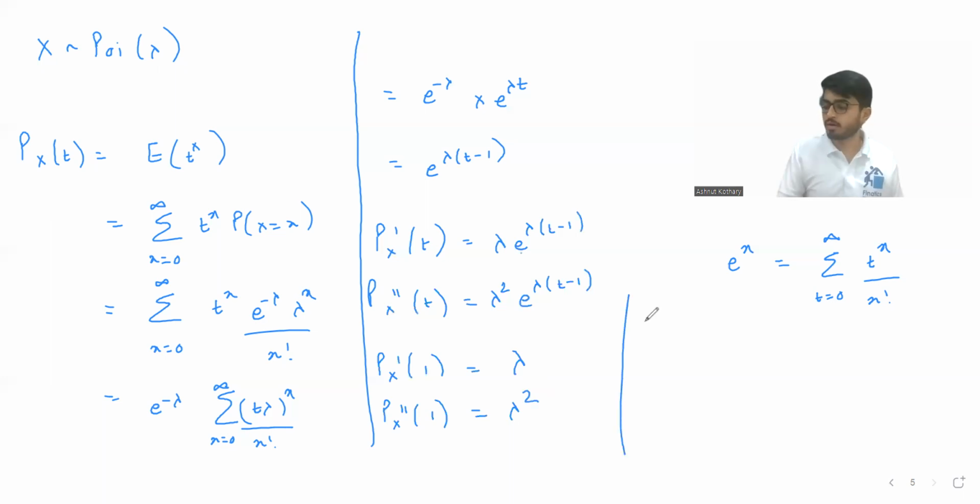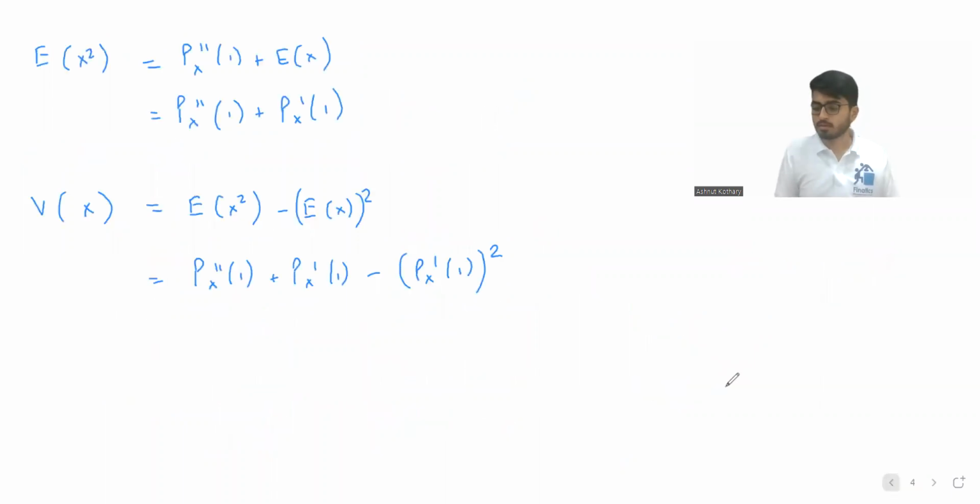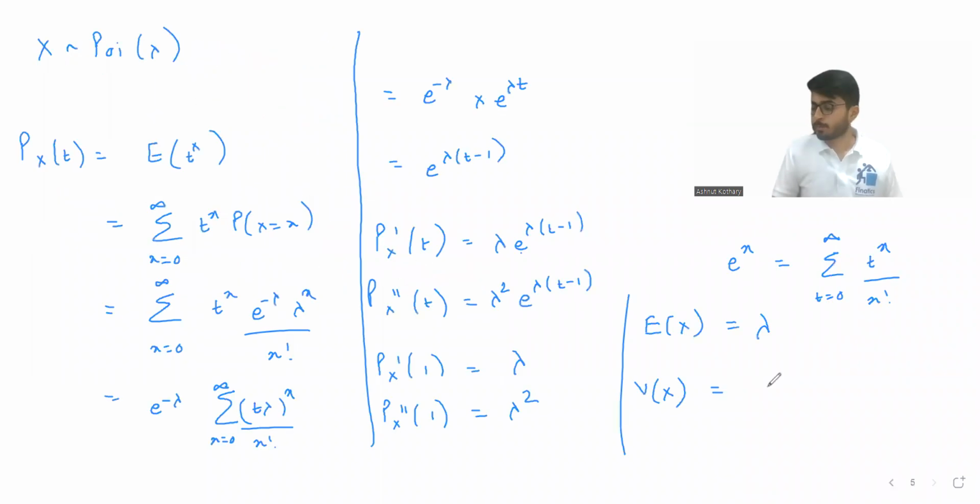Now my mean according to the formula is nothing but P dash at 1, which is coming out to be lambda, and my variance according to the formula is P double dash at 1 plus P dash at 1 minus P dash at 1 whole square. So lambda square plus lambda minus lambda square, which again comes out to be nothing but lambda. So again, the results which we are getting will be the same only. And now you will see that this by far is a more efficient way of deriving the mean and variance as against the first principles.